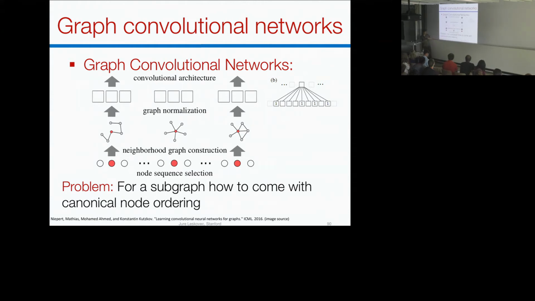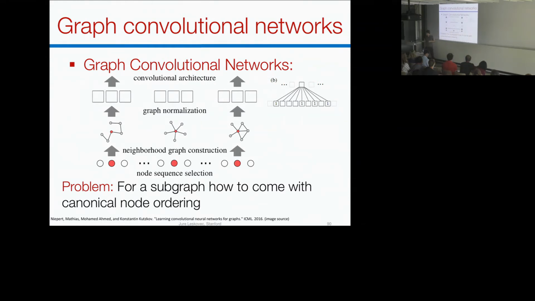And what the authors did there was the following. Their idea was that given the node, they constructed the neighborhood, and they found basically a subgraph around a given starting node. And now that they had that subgraph, they somehow tried to linearize or come up with some canonical ordering of the nodes so that those nodes can be passed through the neural network.